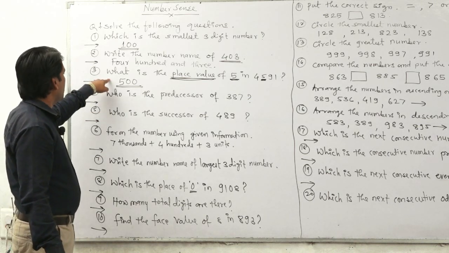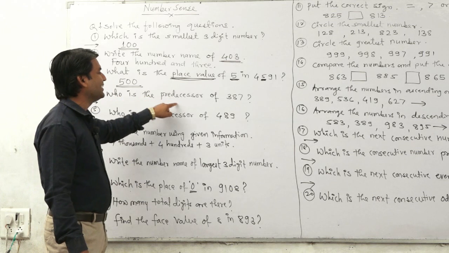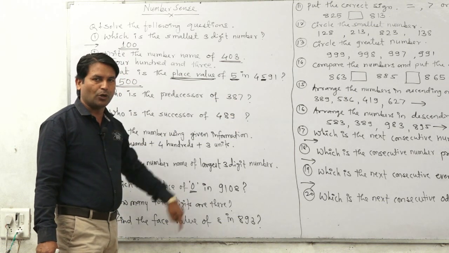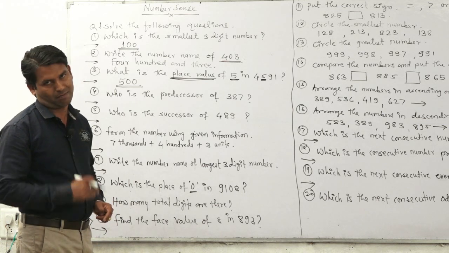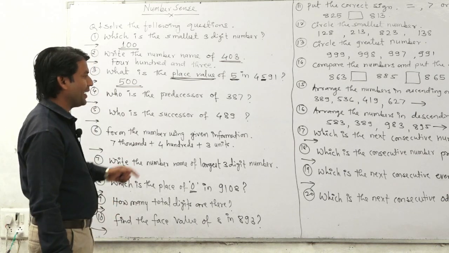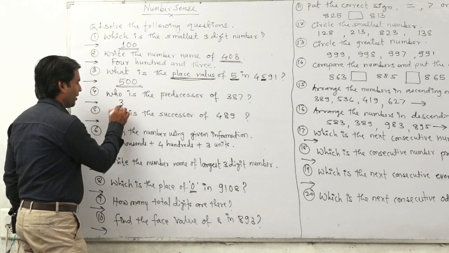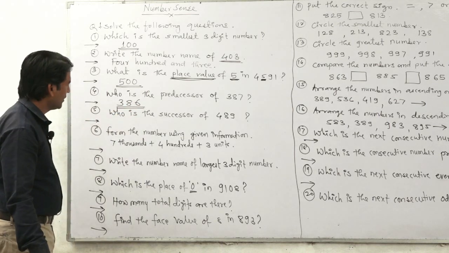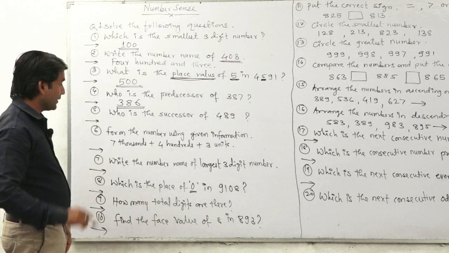After that, we will move on to the fourth question. The fourth question is, what is the predecessor of 387? In the last video, I told you what is meant by predecessor. Predecessor means nothing but the before number. Okay? So the predecessor of 387 is 386. Okay, this will be the predecessor of 387.